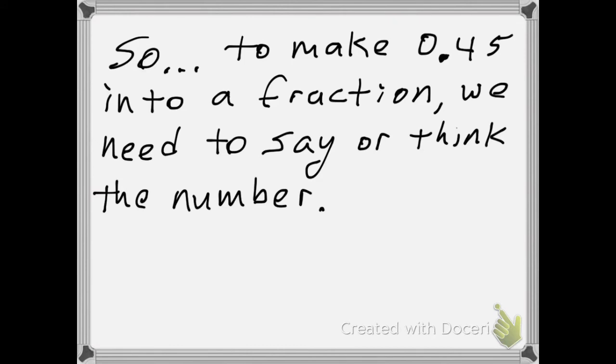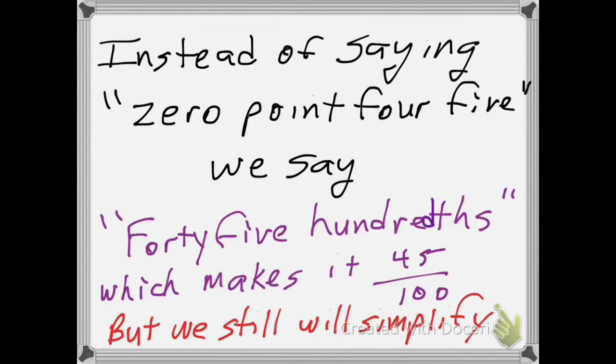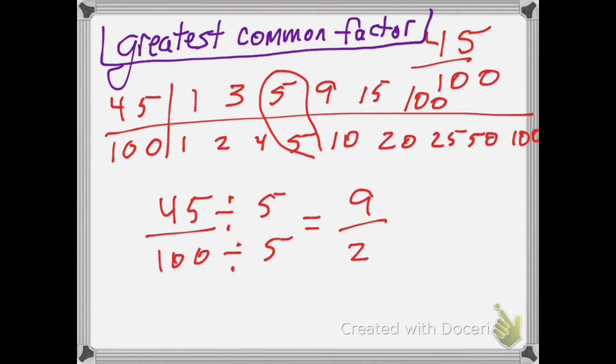So to make 0.45 into a fraction, we need to say or think the number. Instead of saying 0.45, try saying 45 hundredths. And then you just write as a fraction the number that you said, 45 over 100. But we still need to simplify. So we're going to go to our greatest common factor of 45 and 100. And you can see it there. 100 is not that imposing. There's not that many. And our greatest common factor in this case is 5.